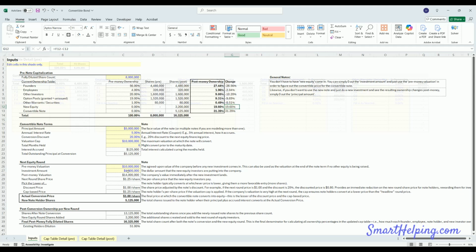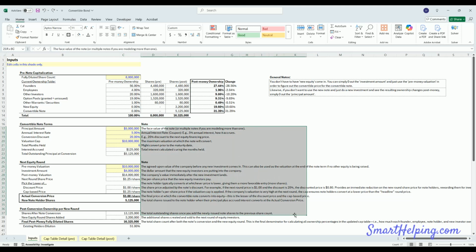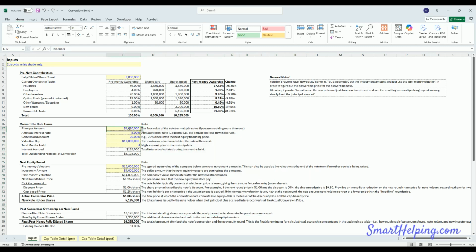So let's talk about how this actually works. What factors are going to determine how much dilution happens? Well, the convertible note terms, how much you actually want to raise through this note, and what the convertible note does. And I try to put notes here on everything, but you're going to raise a certain amount. Let's say it's $5 million. It has an interest rate. It has a conversion discount. It has a valuation cap.